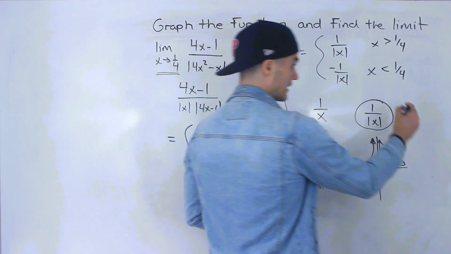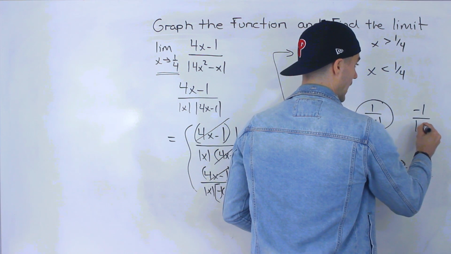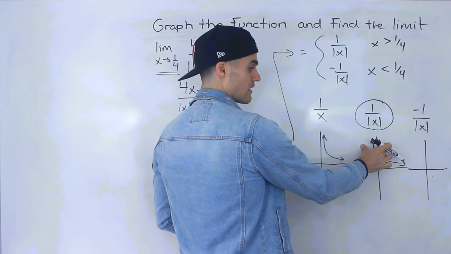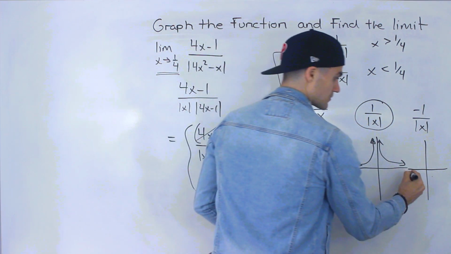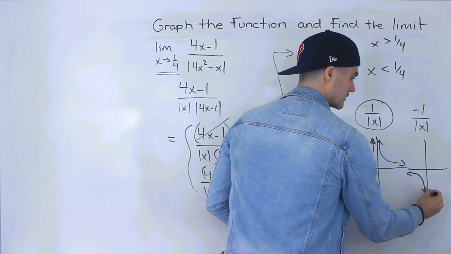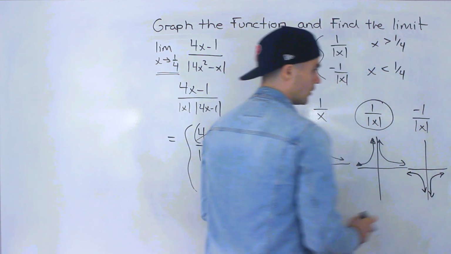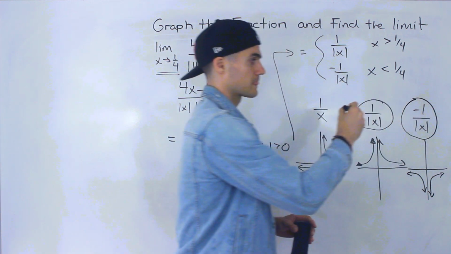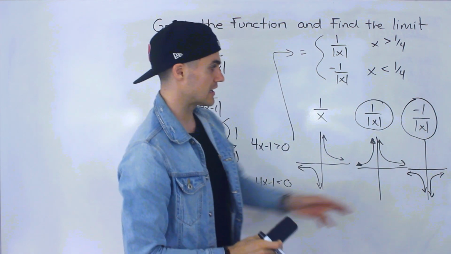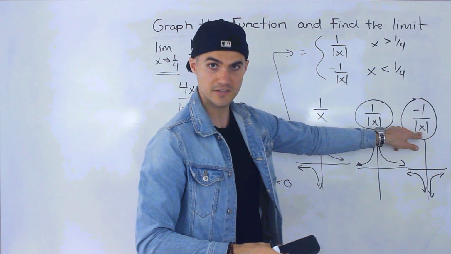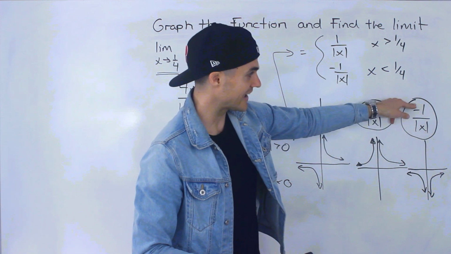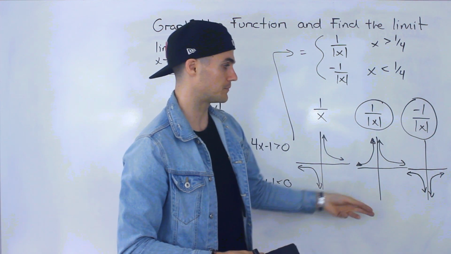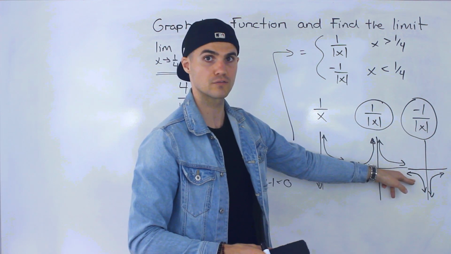And then -1 over absolute value x. Notice it's just going to be this graph, but reflected. So it's actually going to look like this. Notice that all the y values for this function are always going to be negative because the denominator is always going to be positive, but then we're going to have -1 divided by a positive number, which is always going to give us a negative number. So all the y values are going to be negative.